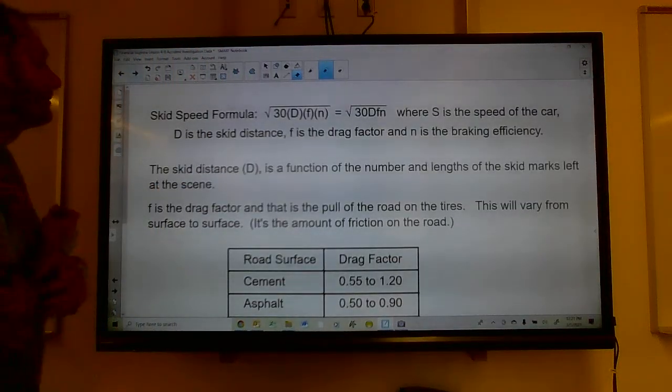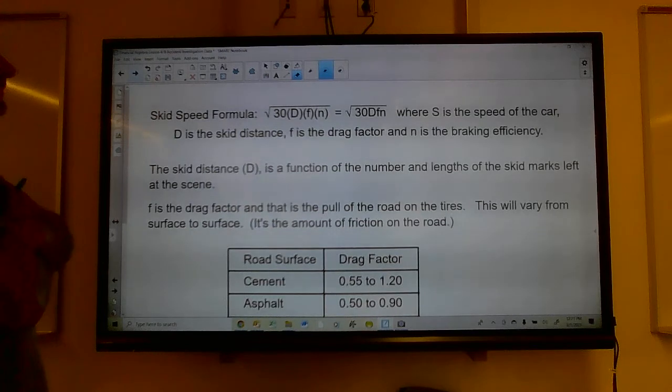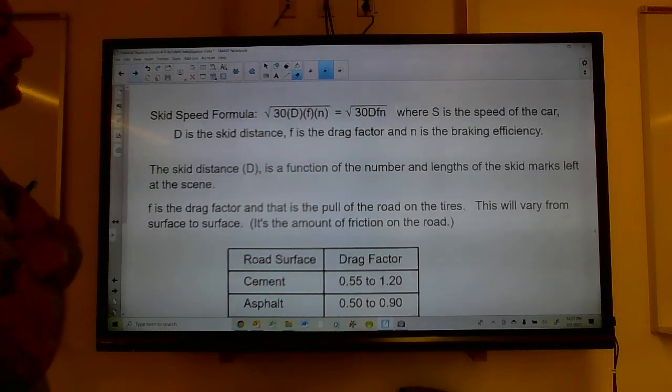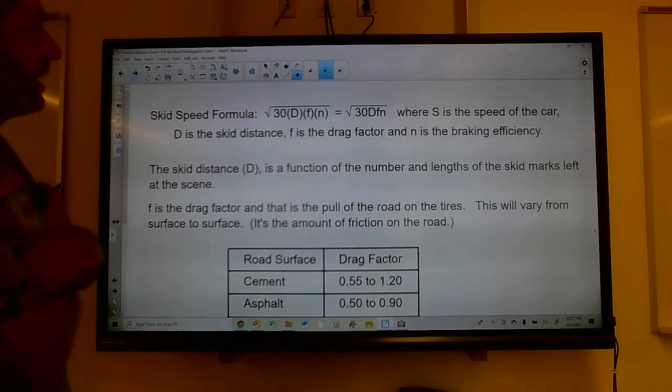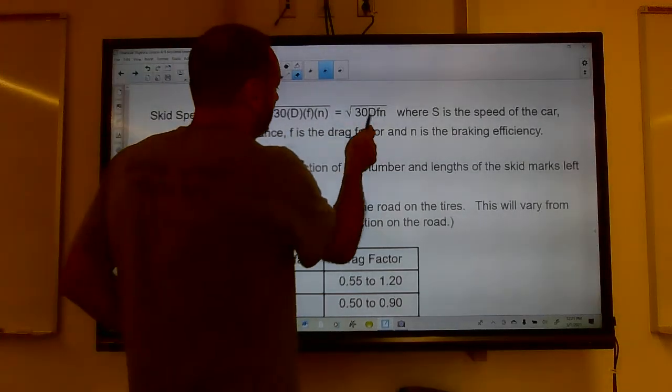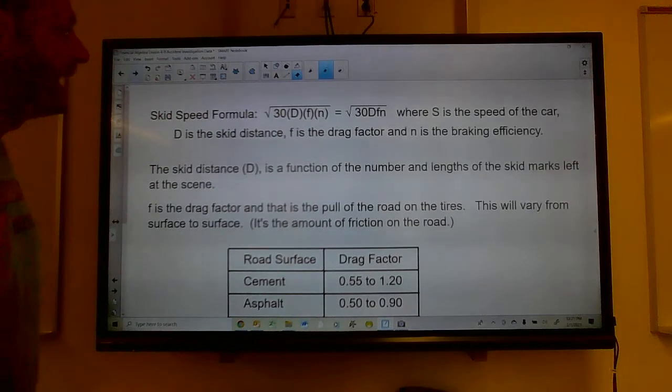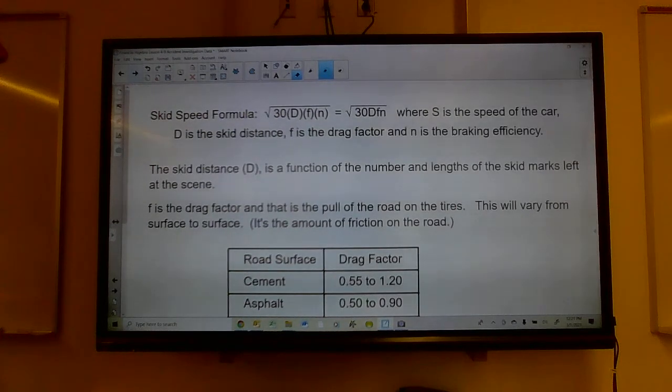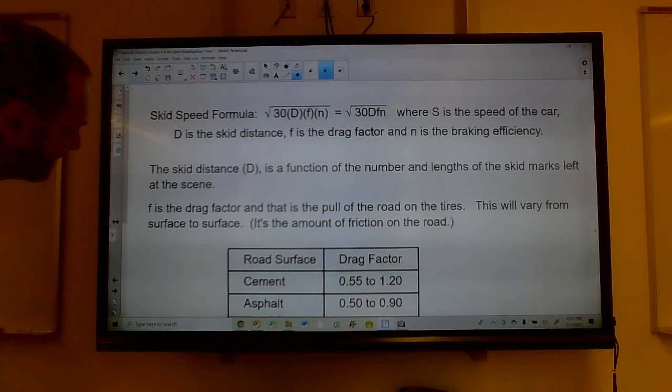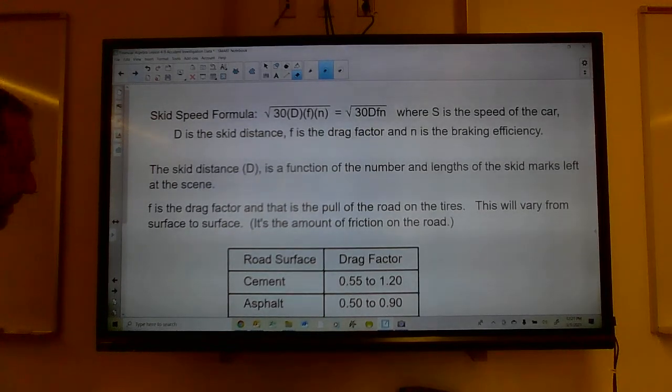The skid speed formula. S equals the square root of 30 times D times F times N. It's also written like this. You don't need the parentheses. Where S is the speed of the car, D is the skid distance, F is the drag factor, and N is the braking efficiency. The skid distance, D, is a function of the number and lengths of the skid marks left at the scene.